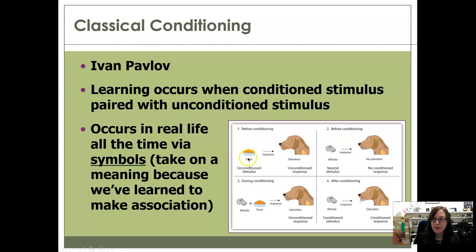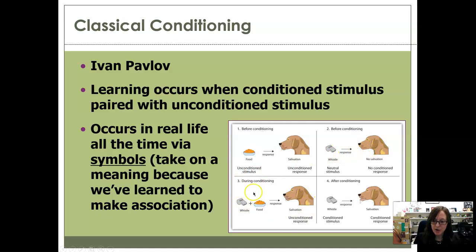So you have food, which creates salivation in the dog. This is an unconditioned stimulus with an unconditioned response. This is just what naturally happens because dogs salivate when they smell or see food. Before conditioning, the neutral stimulus, the whistle, gets no response at all, no salivation, because a whistle doesn't make a dog salivate.